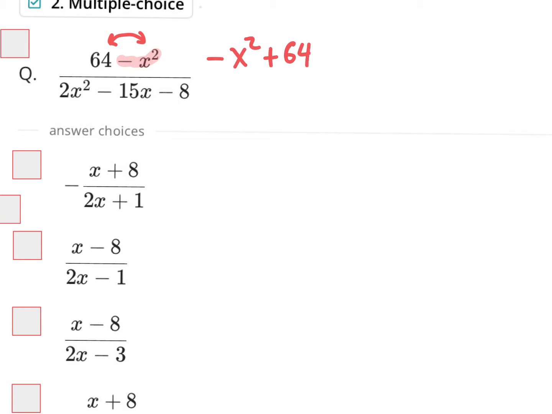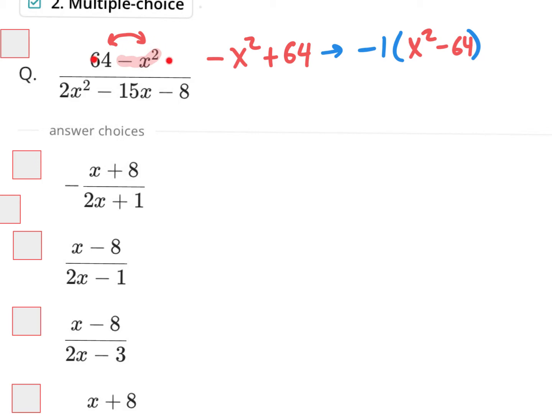Okay. Now I do want to factor this numerator, but the problem is I have a negative in front of my x squared. I really want it to just be a regular x squared with no number in the front. So what I could do to make that a positive x squared, I could pull out a negative 1, and then on the inside I will have a positive x squared minus 64. Okay, so far I'm just working on the numerator.